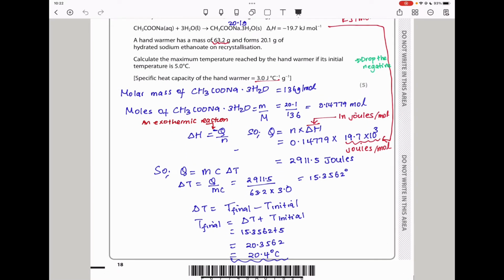However, delta T should be the final temperature minus the initial temperature because, again, this is an exothermic reaction. So T final should be the initial temperature plus delta T. So since delta T is that, which I got here, and the initial temperature was 5, the final temperature is going to be 20.3562. I rounded it to 3 significant figures, and it came out to be 20.4 degrees Celsius. That is the value we're looking for. Moving on.